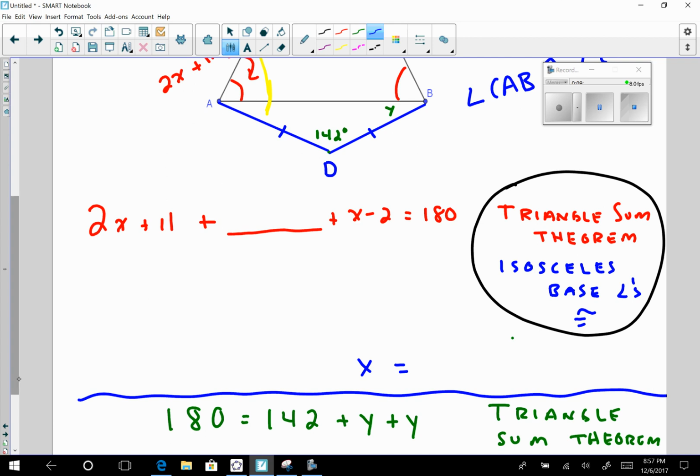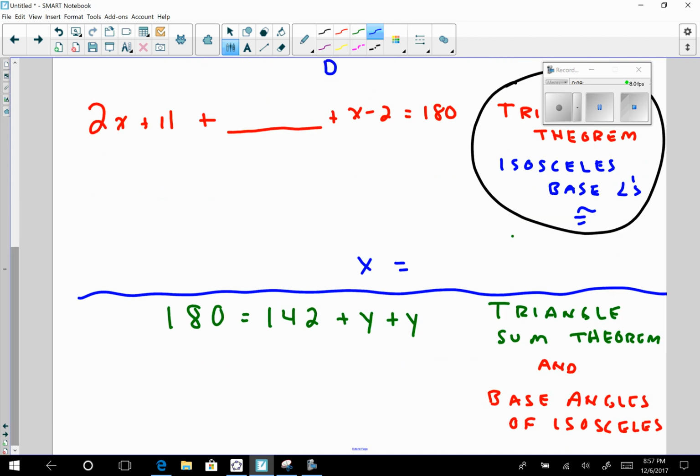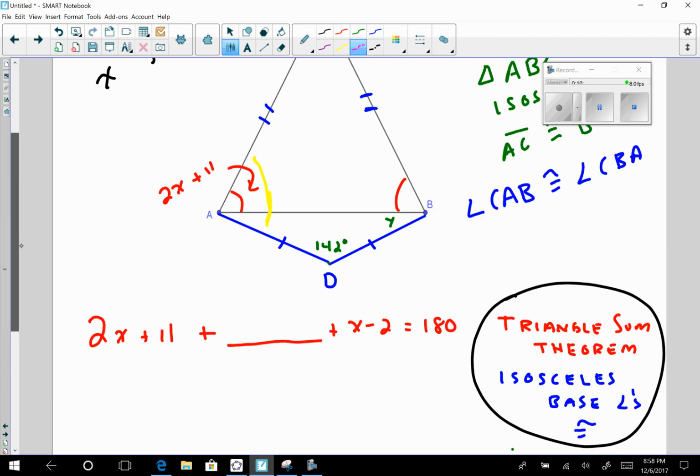I also know that 180 is equal to 142 plus y plus y. That's because of the triangle sum theorem, and base angles of isosceles triangles are congruent. Let's put that congruent symbol there so we know what we're talking about. And where did I get this equation? I'm going to let you solve that equation. Where did I get that equation?